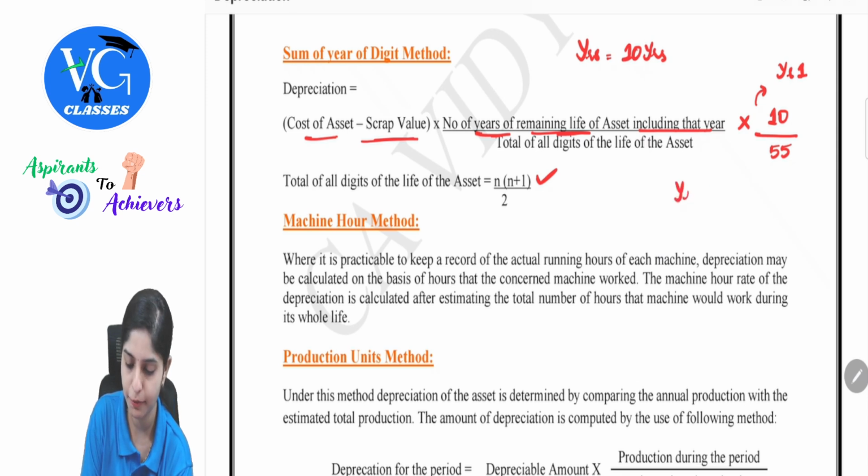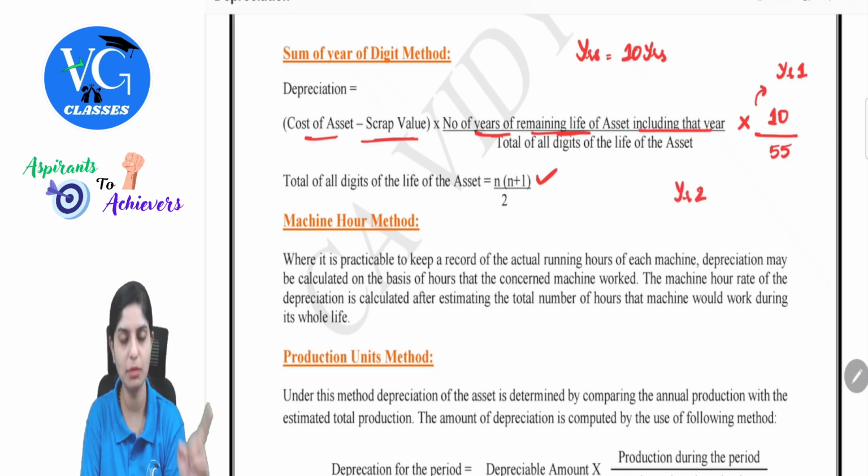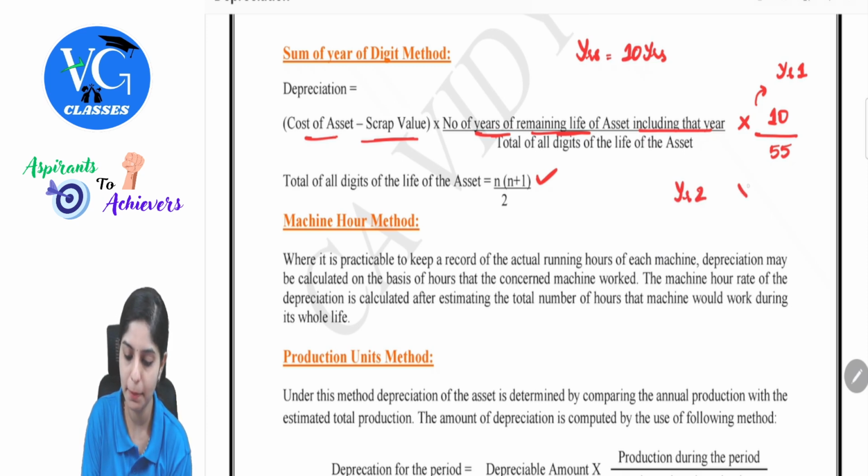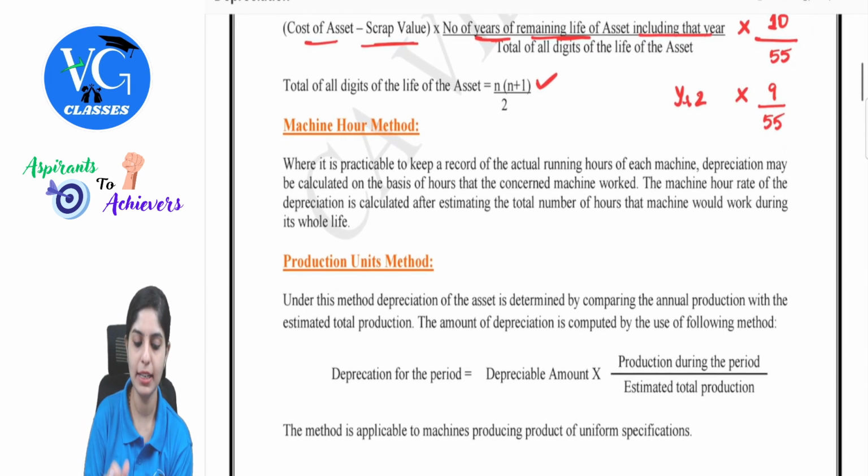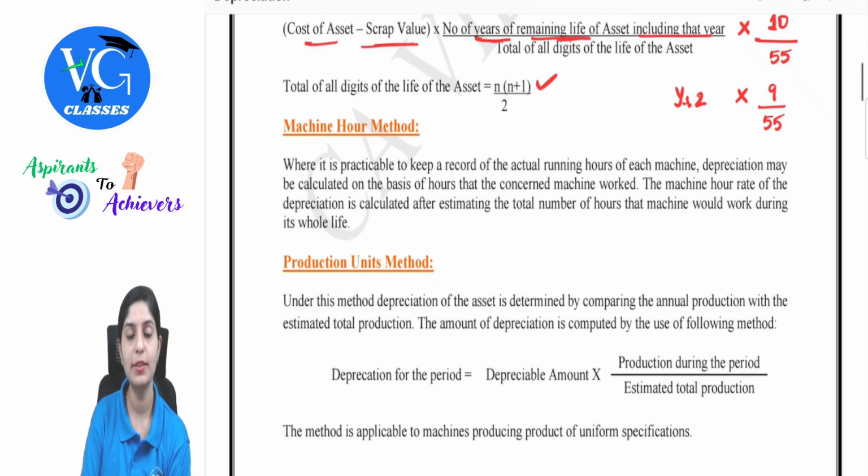Similarly, if I have to calculate for year 2, you'll again take cost minus scrap value multiplied by ninth year divided by 55. I hope you guys are able to connect with respect to the sum of years of digits method. Next, the machine hour method. As the name itself says, machine hour, you tend to use the asset with respect to the number of hours it is put to use.